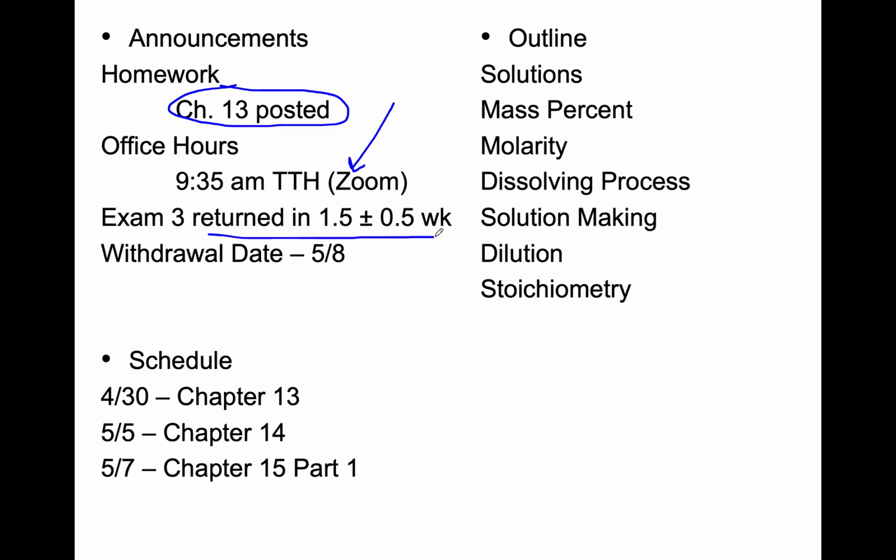Exam 3 will take me about a week and a half to get back to you. And this date is quickly approaching, so let me know if you want to talk about the withdrawal date.